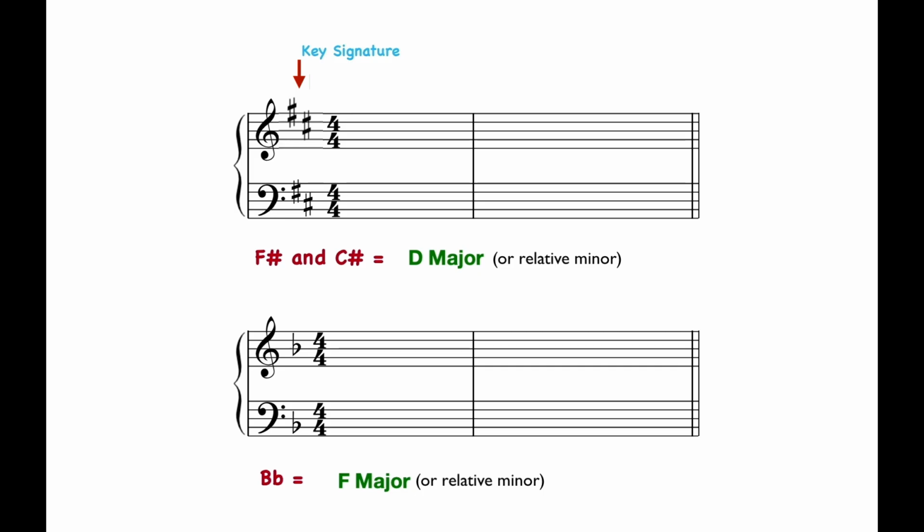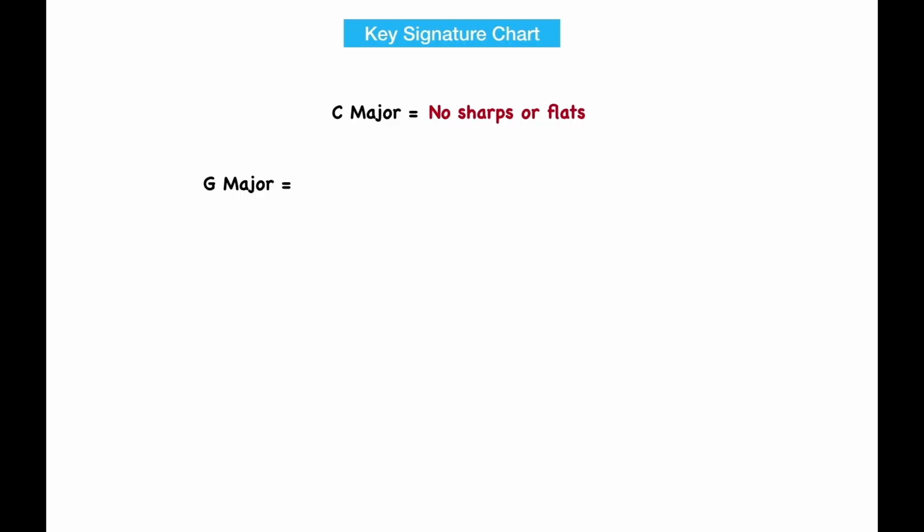So if we look at our key signature chart, we know that the C major has no sharps or flats. The G major has one sharp, that's an F sharp. The D major has two sharps, the F sharp and the C sharp. And the F major that we've also learned has a B flat in it. And that's actually all we need to know at this stage, are these three keys.